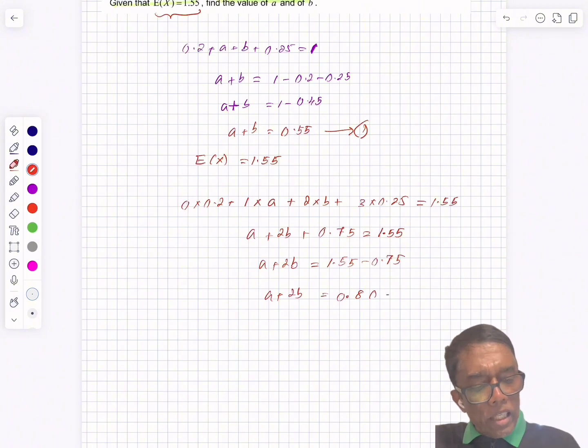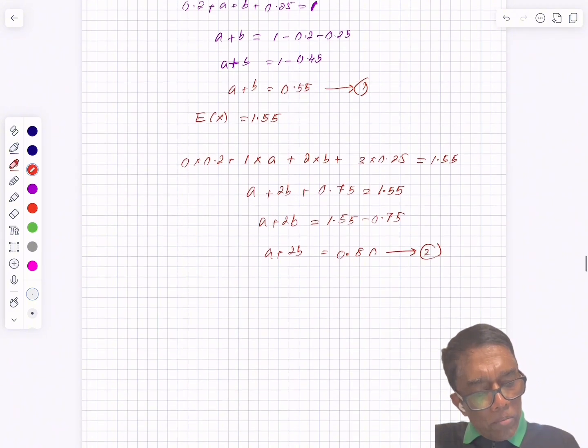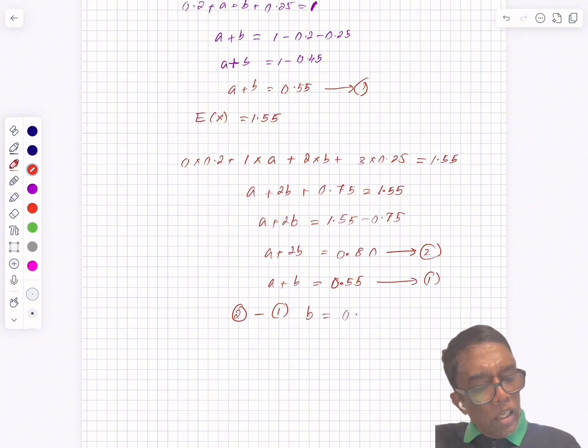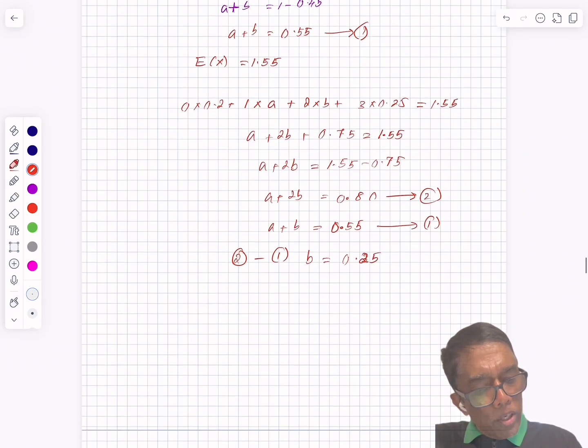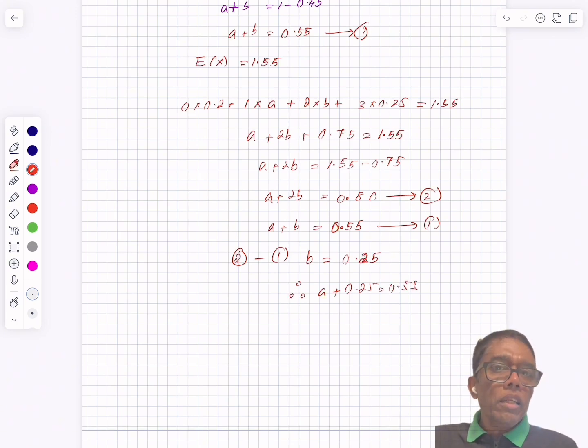Now we can calculate A and B. They are two simultaneous equations. The first equation is A plus B is equal to 0.55. If we subtract the first equation from the second one, 2B minus B is B. B is equal to 0.25. Therefore, A plus 0.25 is 0.55, so A is equal to 0.3. We have calculated what A and B are.